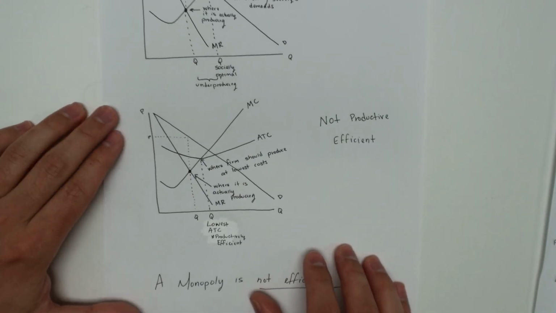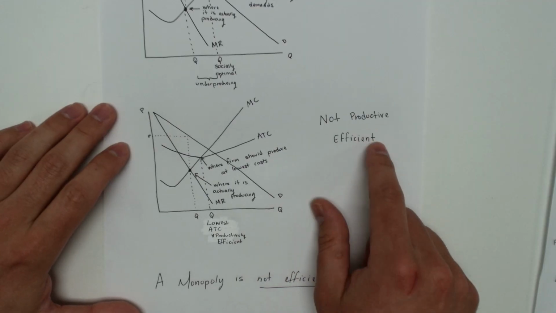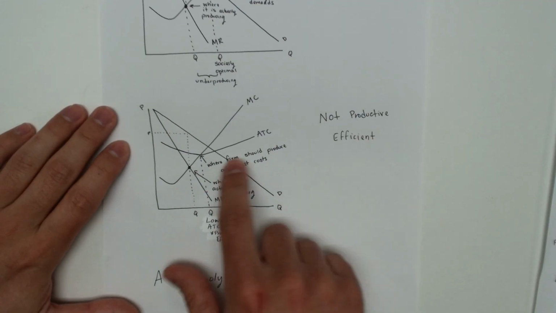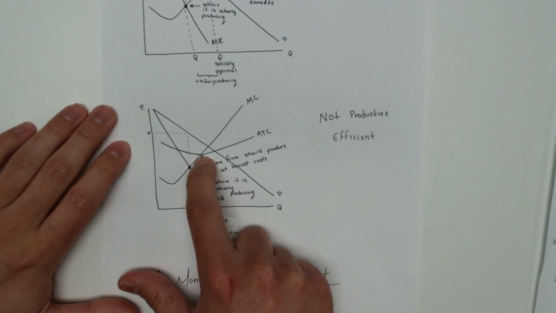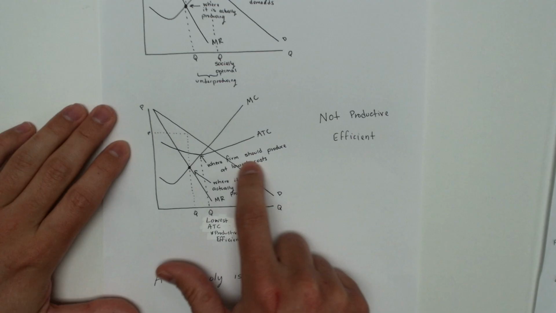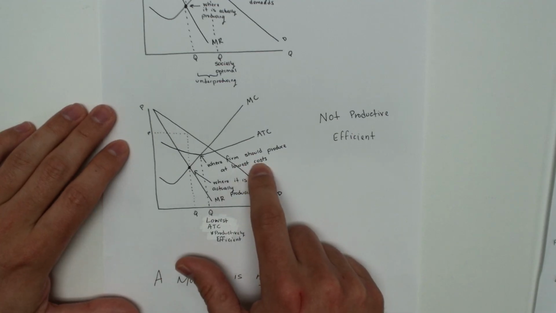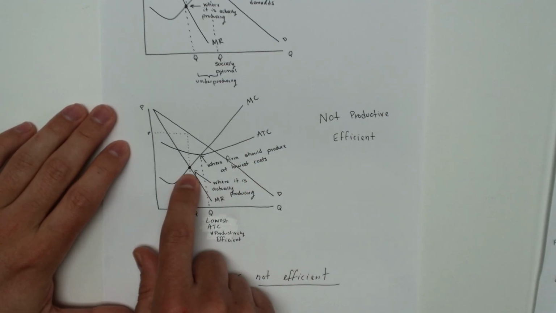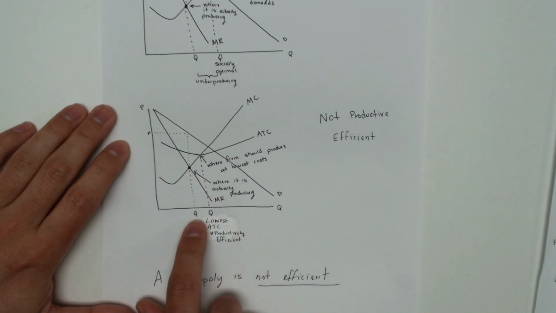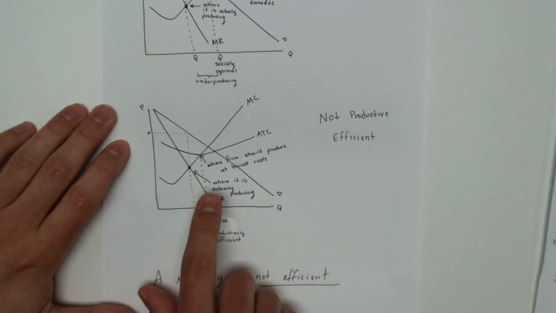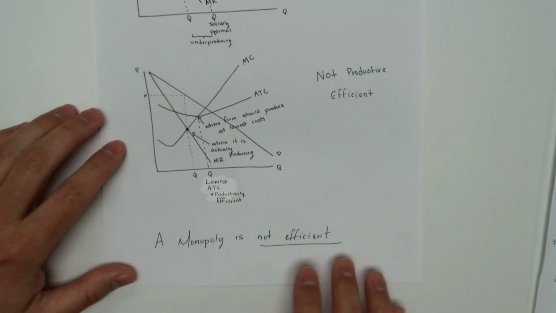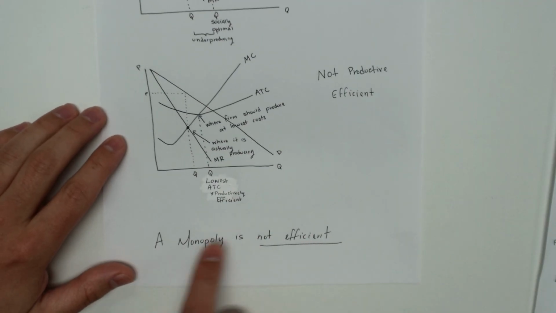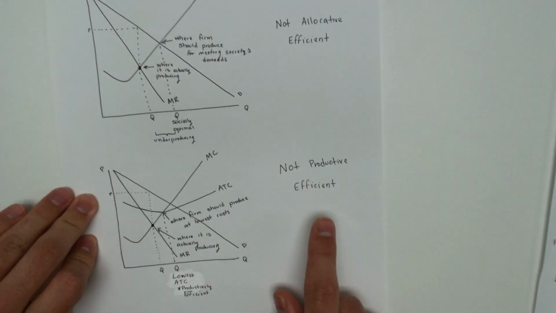A monopoly here is also not productively efficient because to be productively efficient, you have to produce at the lowest cost, which will be the lowest point of the ATC curve right there. So that's where the firm should produce to have their lowest cost, but it's actually producing here where MR equals MC. So they are producing at a level not at their lowest cost, so they're not productively efficient. So a monopoly is not efficient. It's not allocatively efficient, and it's also not productively efficient.